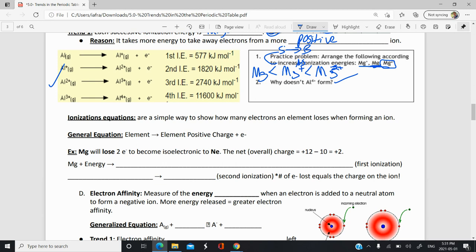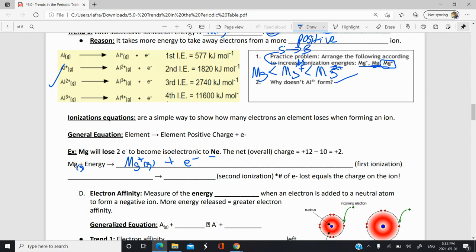So we can do an example together just to finish off. So magnesium will lose 2 electrons to become isoelectronic to neon. And so the net overall charge would be +2. So to show that process of magnesium becoming magnesium 2+, we would show the first ionization energy. So we would show, for example, magnesium, you're adding energy to remove an electron, it would become magnesium+ gas state, and then plus electron over here.